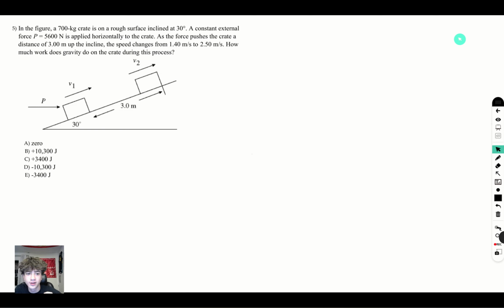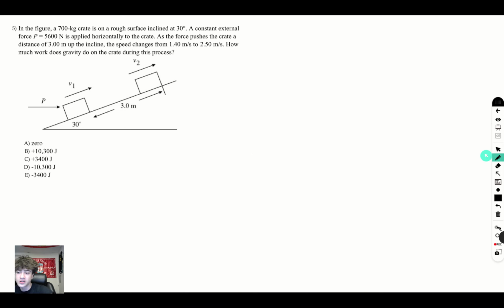In the figure, a 700 kilogram crate is on a rough surface inclined at 30 degrees. A constant external force P equal to 5,600 newtons is applied horizontally to the crate as the force pushes the crate a distance of 3 meters up the incline. The speed changes from 1.4 meters per second to 2.5 meters per second. How much work does gravity do on the crate during this process?